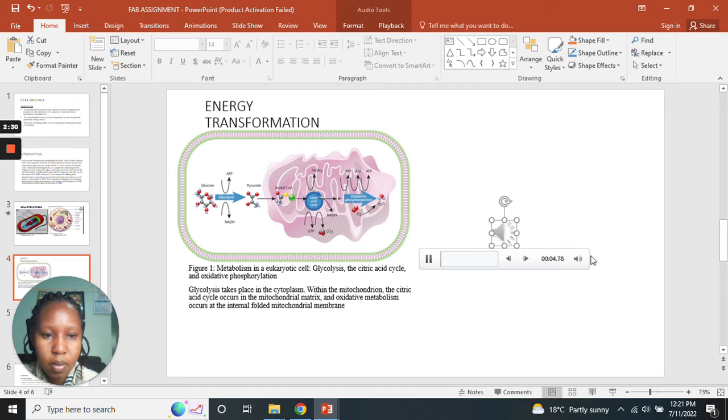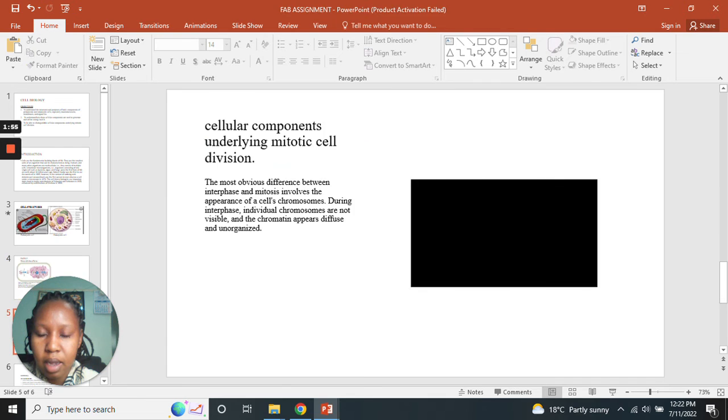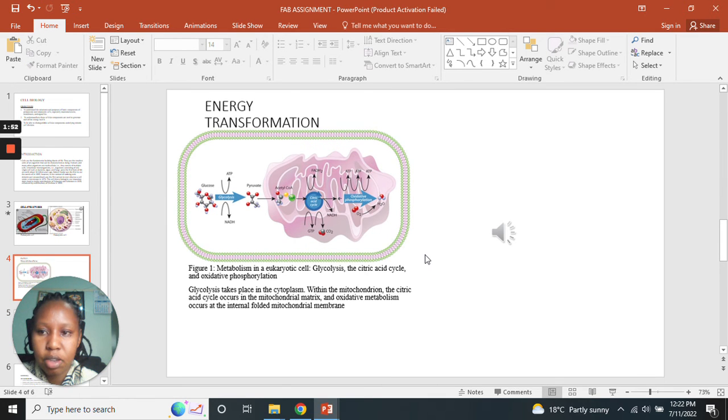Yes, my name is Tabitha, and I'm going to take you through the process of energy transformation in cells. Glycolysis is an ancient major ATP producing pathway that occurs in most all cells, either eukaryotic or prokaryotic alike.